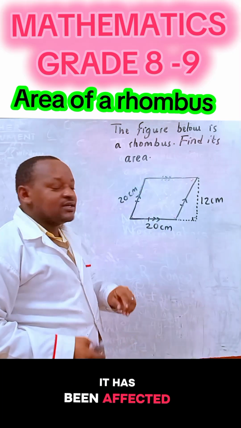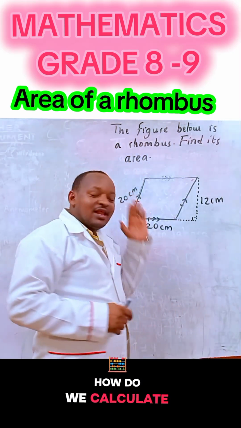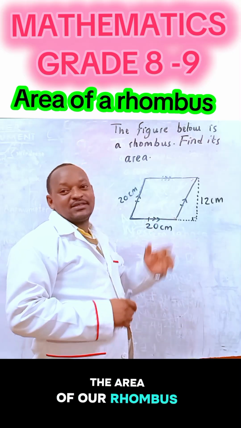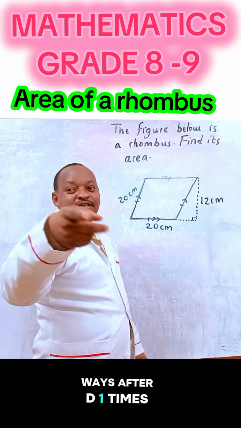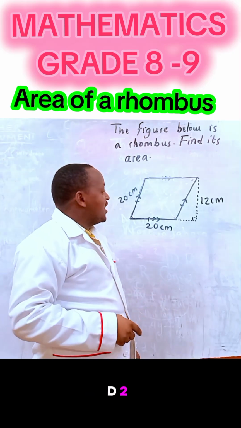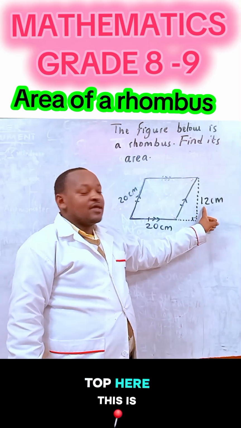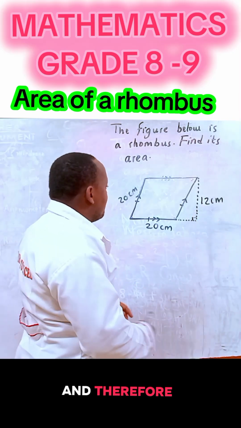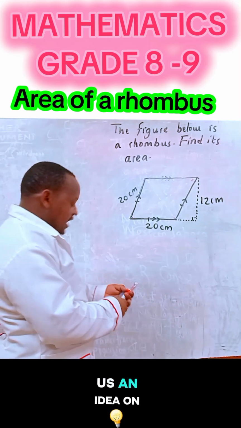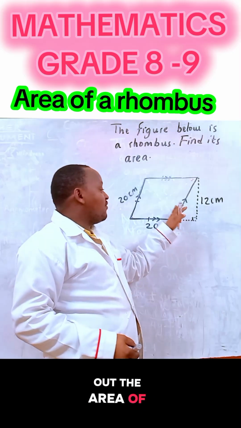Now, let's come here. How do we calculate the area of a rhombus? We have to measure with half d1 times d2. And the other method is this one. You can see the top here. This is the height, and therefore it is going to give us an idea on how we can work out the area of this shape.